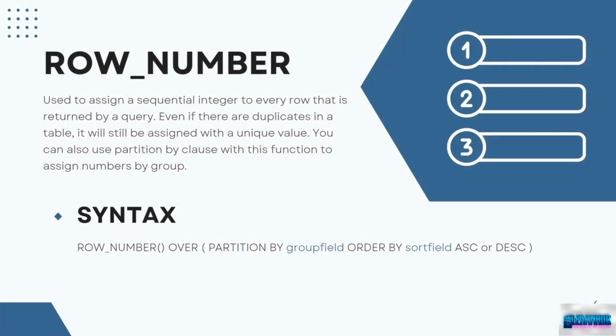In PostgreSQL, the row_number function is used to assign a sequential integer to every row that is returned by a query. Even if there are duplicates in a table, it will still be assigned a unique value. You can also use the PARTITION BY clause with this function to assign numbers by group. Its syntax is ROW_NUMBER() OVER (PARTITION BY group_field ORDER BY sort_field ASC or DESC).